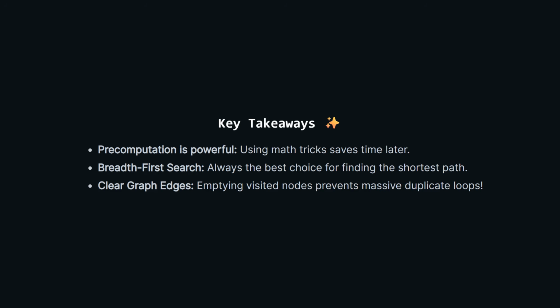So let's wrap it up with some key takeaways. Pre-computing data with math tricks like the sieve is incredibly powerful. Breadth first search is basically a cheat code for finding the shortest path. And finally, always remember to clear your graph connections after using them to avoid infinite loops.